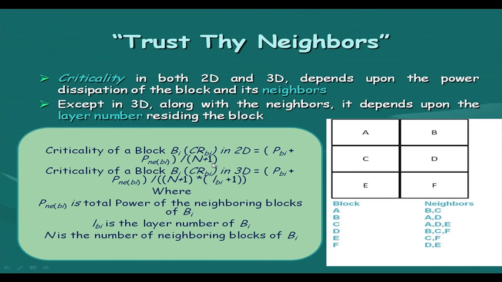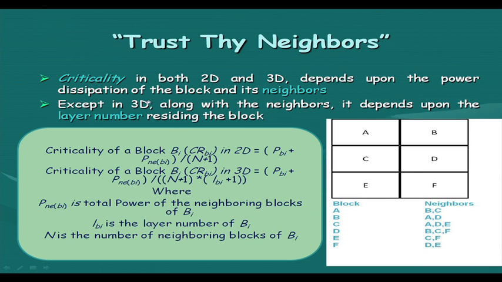So, criticality of a block is defined as P. This is the power PBi. PBi is the power consumed by a block Bi, and PNEBi is the power consumed by the neighboring blocks of the block Bi. So, block A has neighboring blocks B and C, block B has neighboring blocks A and D. So, like that we have this.